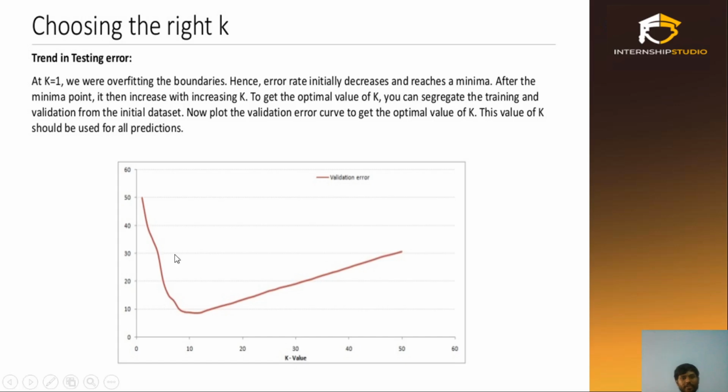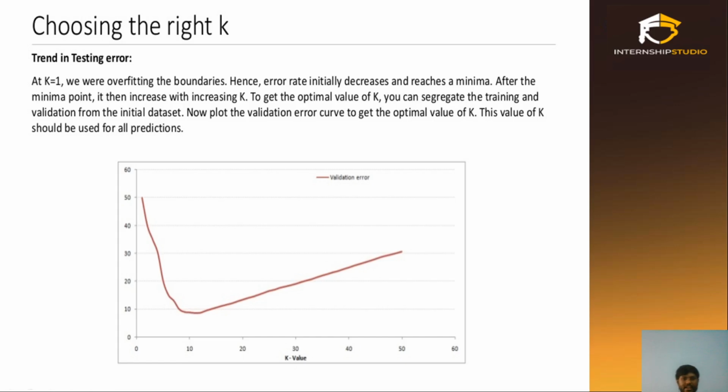And with respect to the testing error, which is the important one, and with respect to which you are going to choose your k value, as you increase your k value in this particular example and for this data, you can see that the validation error keeps on decreasing, and at a particular point, you can see it starts increasing again, right? So there's a sweet spot here. That is 10. So k equal to 10 is the optimal value for this particular data set.